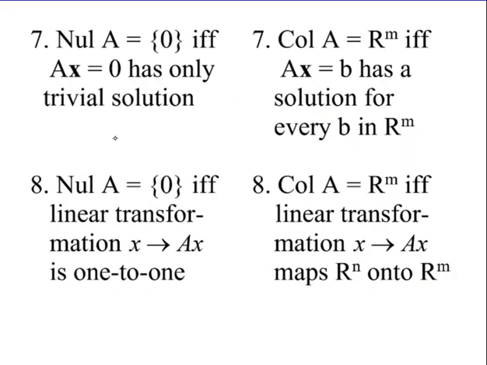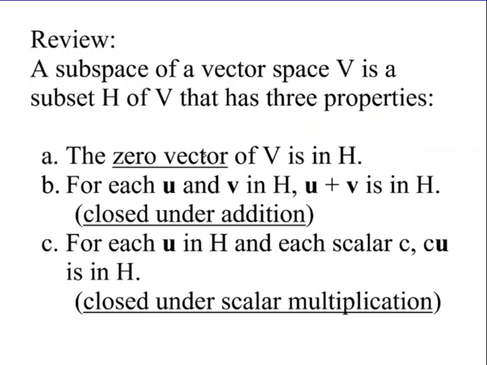The null of A is equal to 0 if and only if the null of A is only going to be the 0 vector, has only the trivial solution, which means there are no free variables. Null of A is equal to 0 if and only if the linear transformation is going to be one-to-one. If it is there, can you choose any vector? Okay, that's what you're going to do for the columns of A. So that's kind of it.